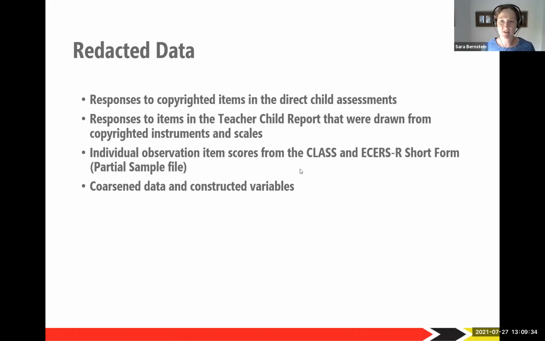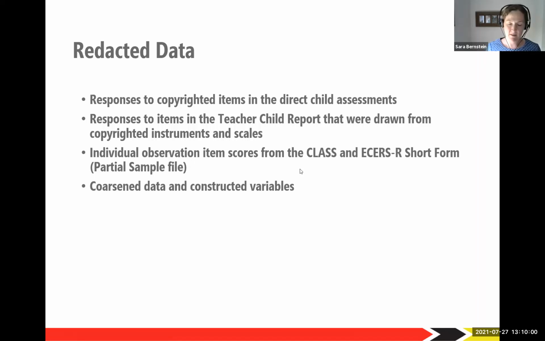Okay, so like I mentioned, certain data that we collected aren't included on the data file because of our agreements with the measure developers or publishers. Listed on this slide are the types of data that have been redacted from the data file that will be available at the Child and Family Data Archive. Copyright protected items have been redacted in the teacher-child report form, and these redactions are shown in the instrument and Appendix D of the user's manual.